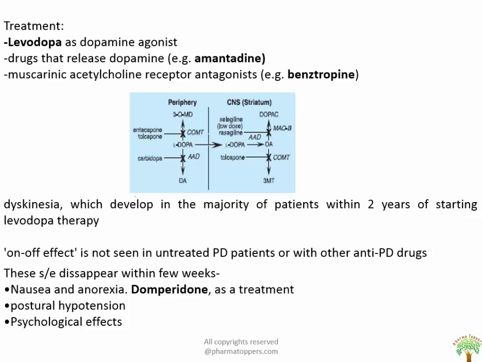So rapid fluctuations in the clinical state, where hypokinesia and rigidity may suddenly worsen for anything from minutes to an hour and then improve again, are considered an on-off effect, which is not seen in untreated Parkinson disorder patients or with other anti-PD drugs except levodopa. This on-off effect can be so sudden that the patient stops while walking and feels rooted to the spot, and is unable to rise from the chair in which he or she had sat down normally a few moments earlier.